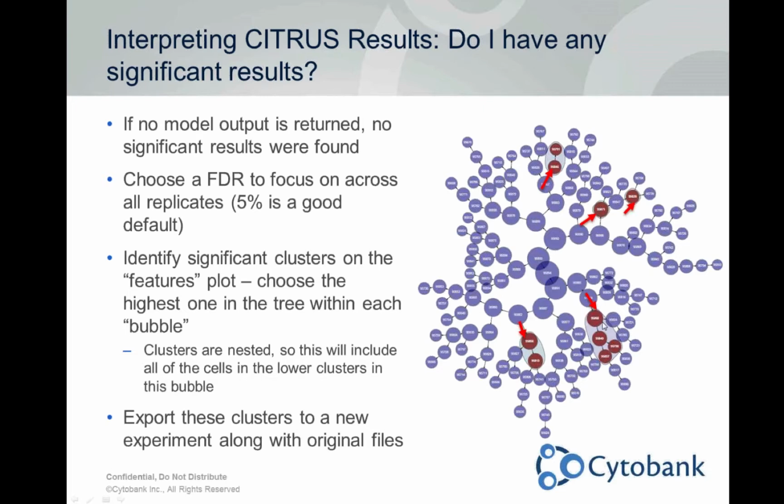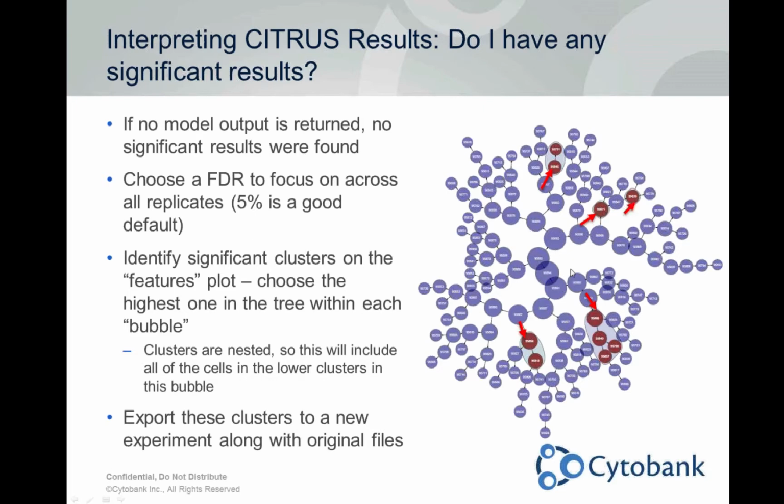So you should use that population and export that population for examination. This node, because all of these are nested, contains all of the events in these other nodes as well. And same with this one. These are not nested, so this one is kind of contained inside this one.